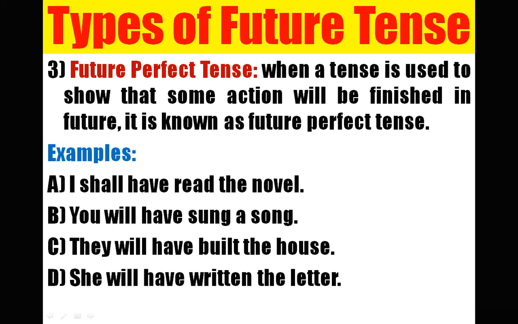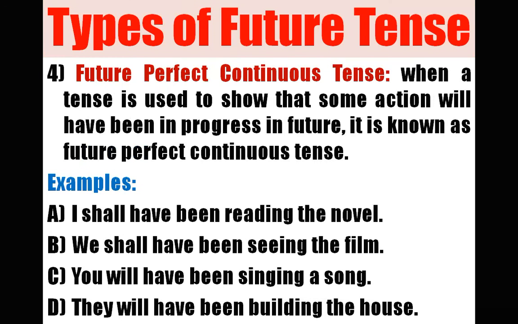I shall have read the novel. You will have sung a song. They will have built the house. She will have written the letter. Now look at some of the phrases that indicate that the action is in future perfect form. Shall have read, will have sung, will have built, will have written. All these indicate that the actions are in future perfect tense.